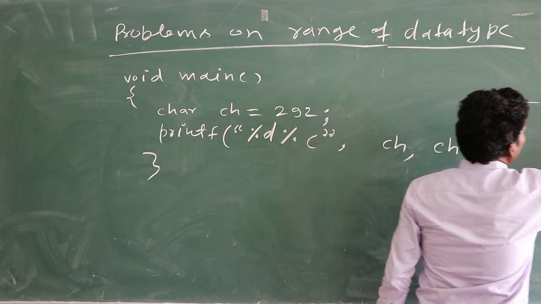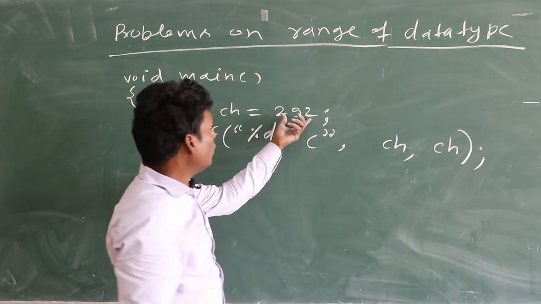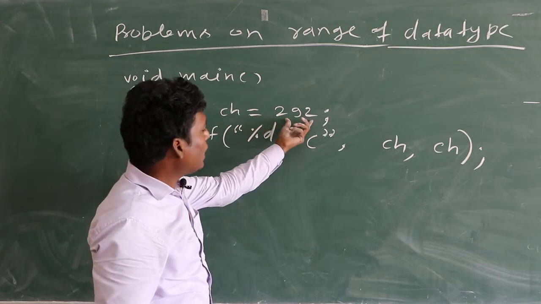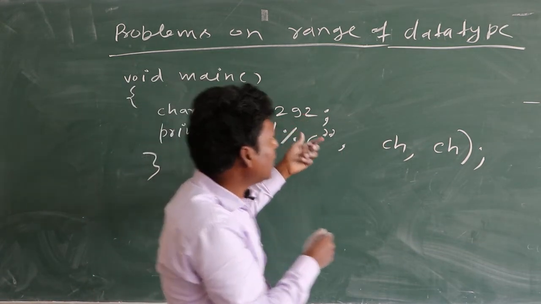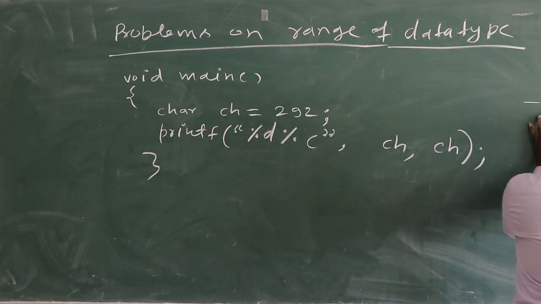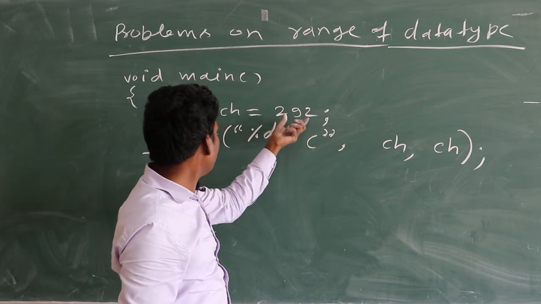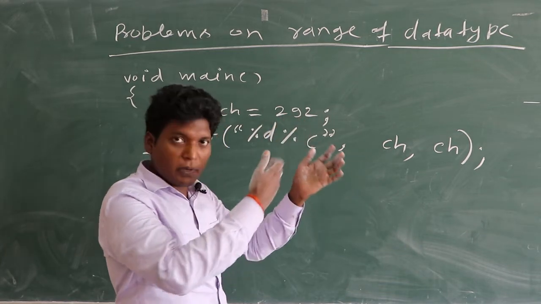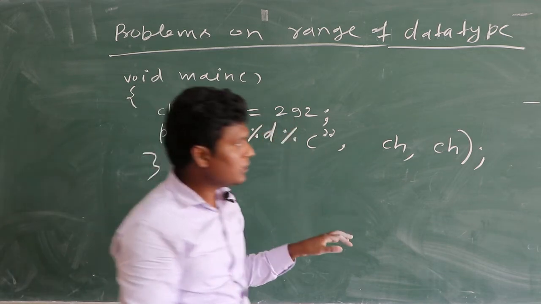-128 to +127. This value is not within range. 292 is not within range. So the compiler converts 292 to within range. So how do we convert 292 to within range?